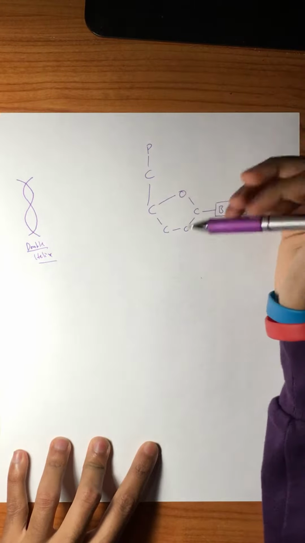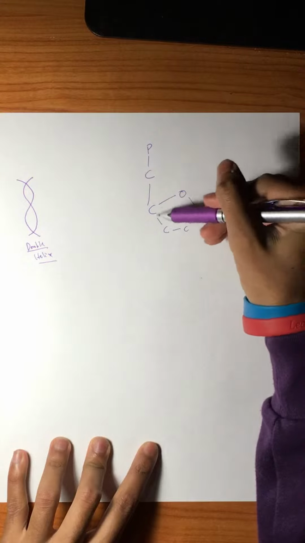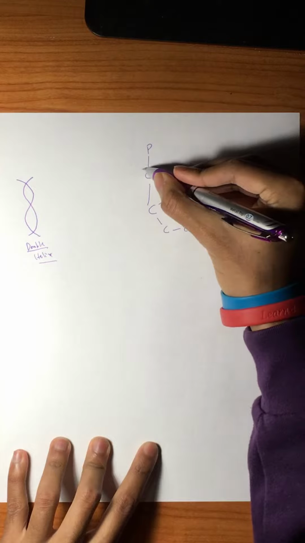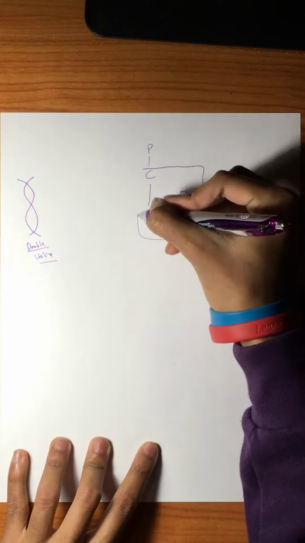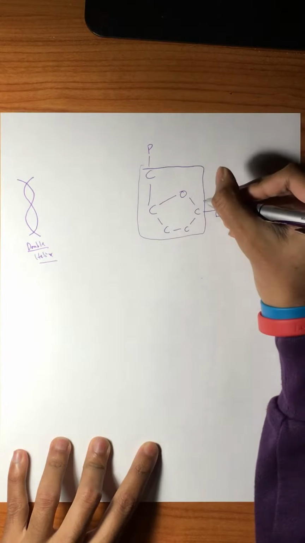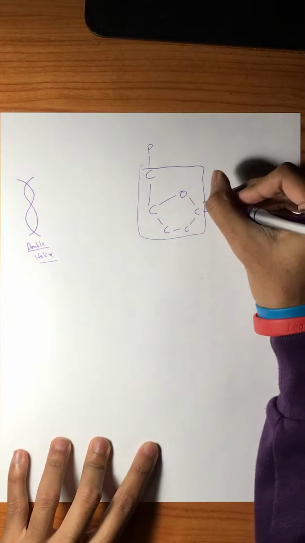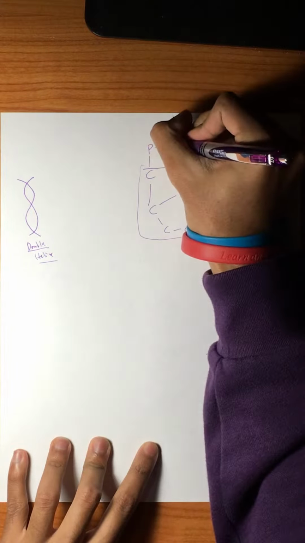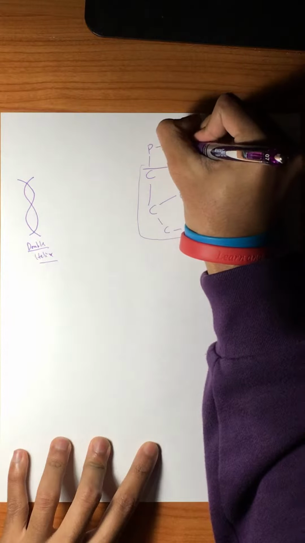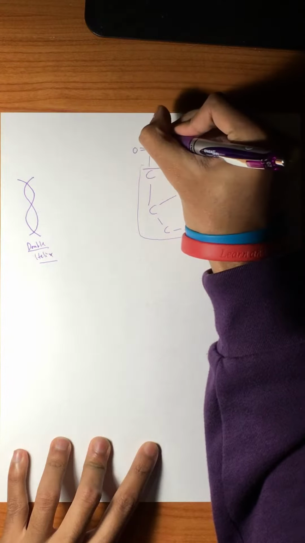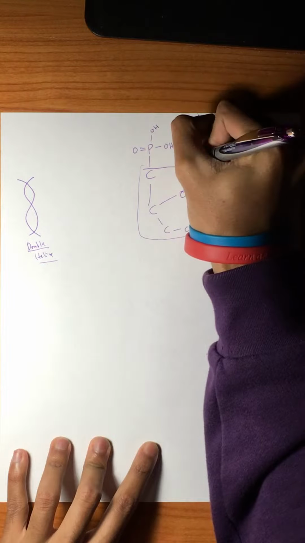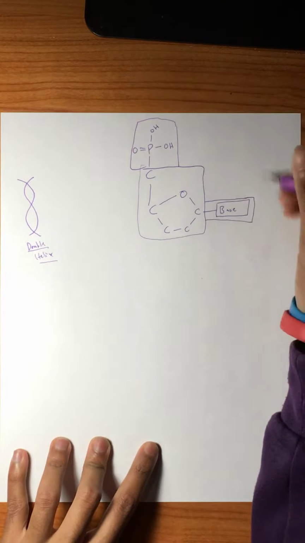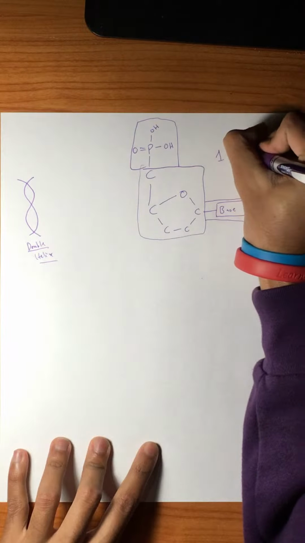A nucleotide is made up of three main parts. The first part is the sugar, which is this part right here. The second part is something called a nitrogenous base, which is this part right here. And the last part of the nucleotide is a phosphate group, which is this part up here. So all three parts combined make up one nucleotide.